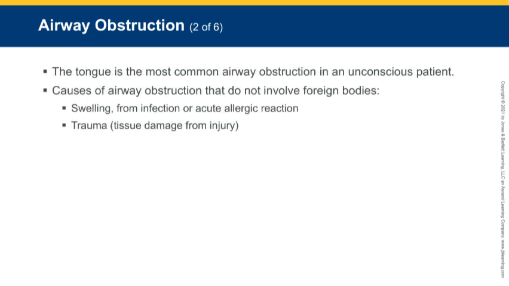In unconscious patients, the most common cause of airway obstruction is the tongue falling back into the throat due to muscle relaxation. Other causes include swelling from allergic reactions or infections, and trauma, which can lead to bleeding and tissue damage. If the airway is partially obstructed, listen for stridor, wheezing, or gurgling sounds, which indicate reduced airflow.